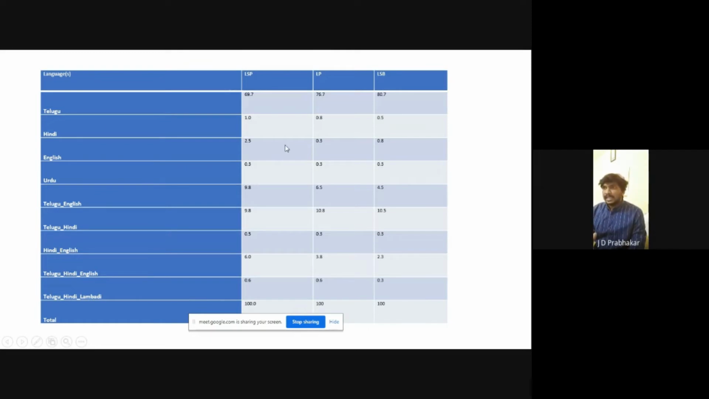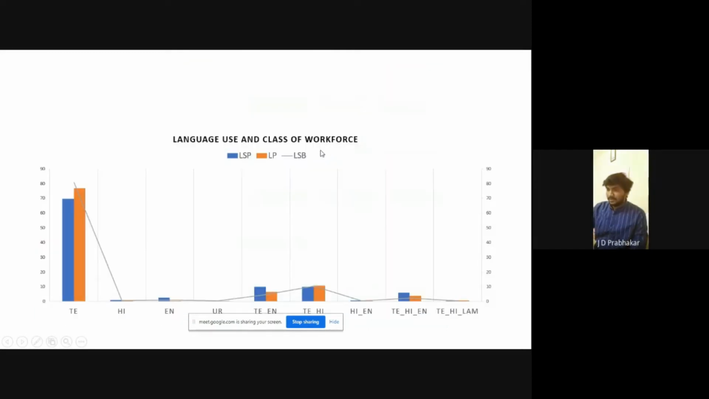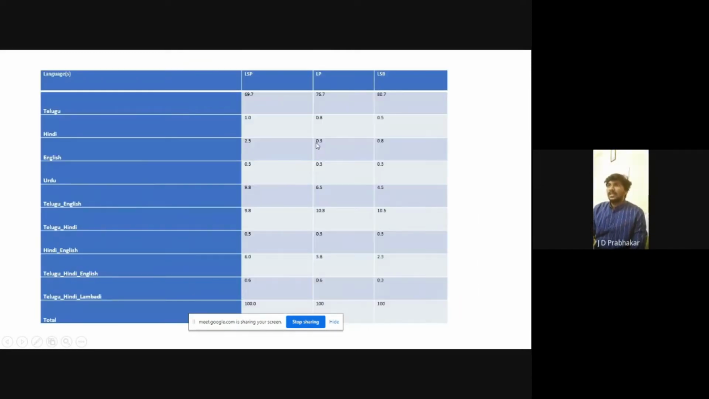And you see the drastic change here. The drastic change can be observed here. Language with partners: even though they are higher authorities, when they speak among themselves, they speak their native language. So the percentage of English is very low, 0.3%. And the language with subordinates is only 0.8%.